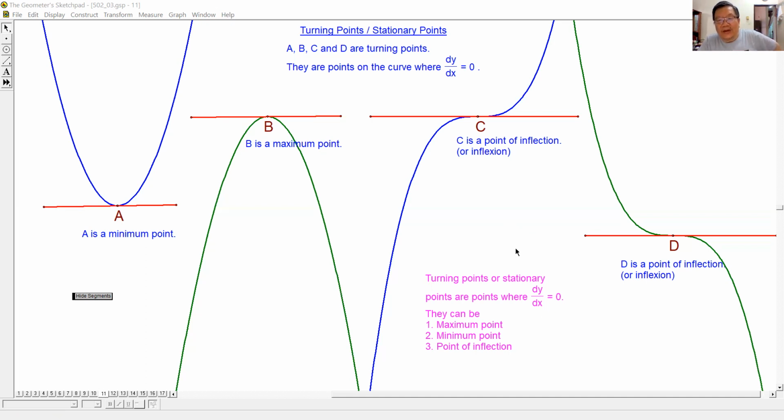We go on to, you remember this, dy dx equal to 0. Turning point, dy dx 0. They can be maximum, minimum, or point of inflection. So there are 3 types. Okay, right, next.